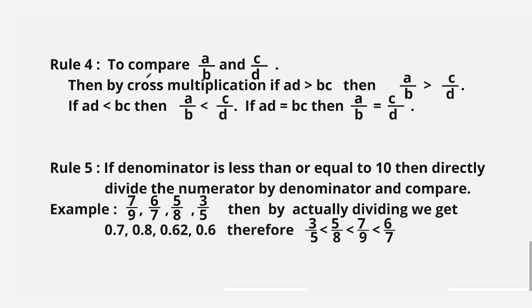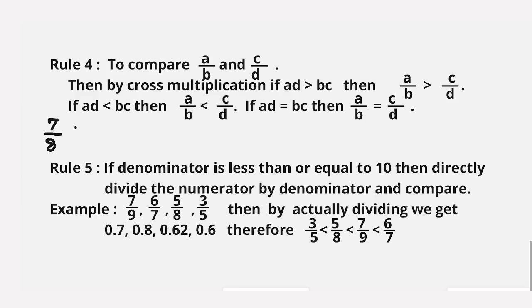Rule 4. To compare A upon B and C upon D, by cross multiplication, if AD is greater than BC, then A upon B is greater than C upon D. If AD is less than BC, then A upon B is less than C upon D. If AD equals BC, then A upon B equals C upon D. This we will learn by one example.